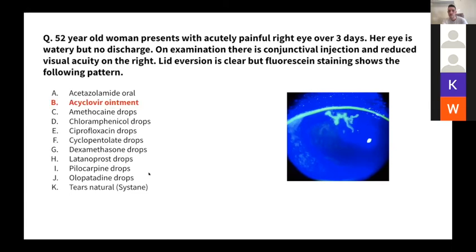Very good. Most of you have got that. So most of you have said it's HSV keratitis. So yep, anytime you see this dendritic ulcer, it's HSV keratitis, and we use an antiviral agent, so B.